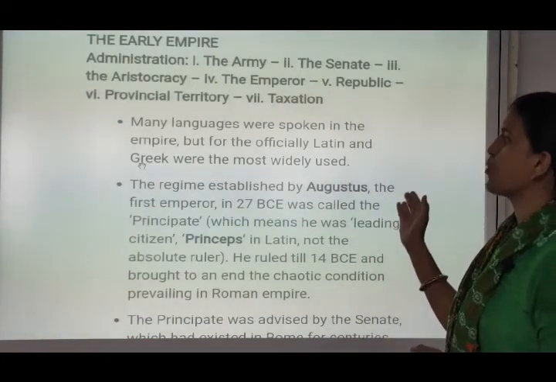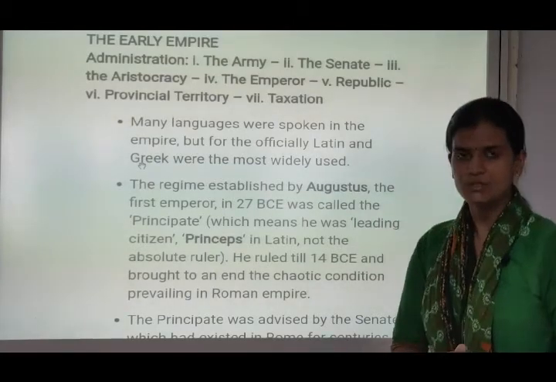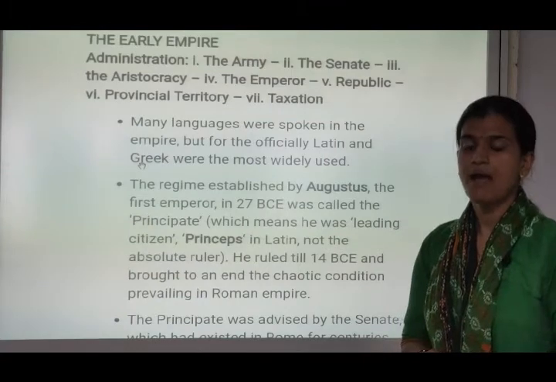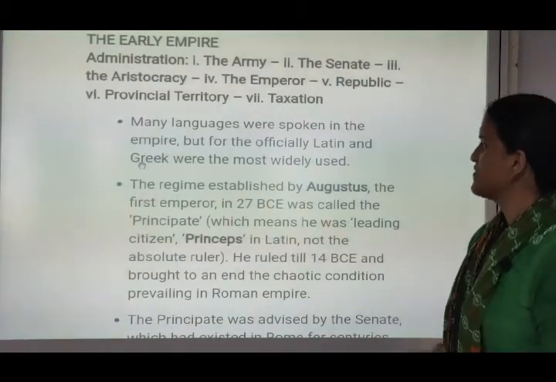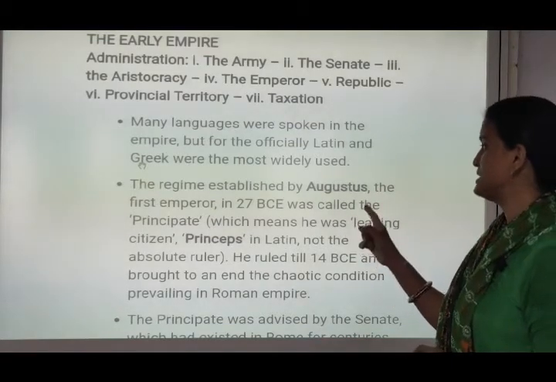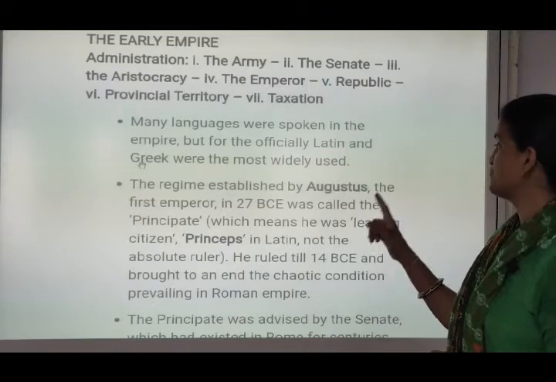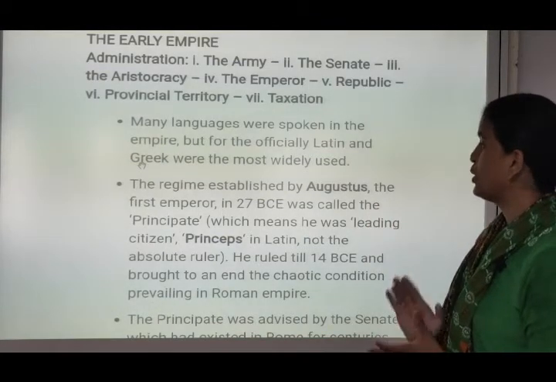Many languages were spoken in the empire, but officially Latin and Greek were the most widely used. The regime established by Augustus, the first emperor, in 27 BCE, was called the Principate, which means leading citizen, princeps in Latin, not the absolute ruler.